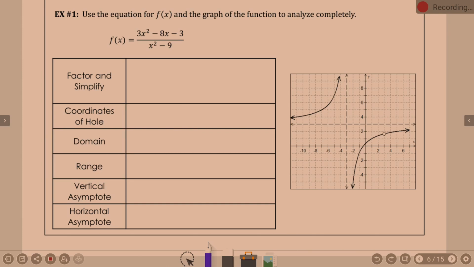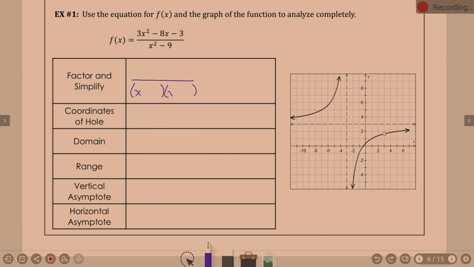Factor and simplify. So this function factors. You want to start easy? Let's go with the x squared minus 9. X minus 3. Yeah. No. You can't factor that way. Aiden's close, but not quite.